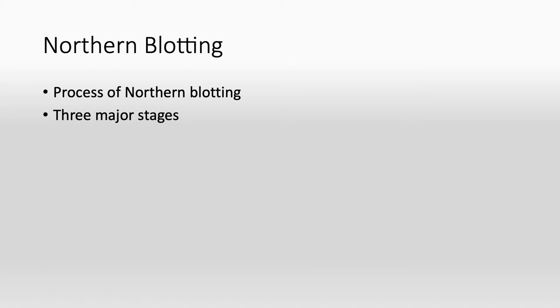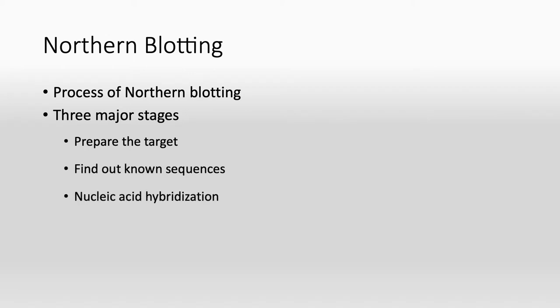Now, what is the process of northern blotting? It is very similar to that of southern blotting. In any blotting process, there are basically three major stages. The first stage is to prepare the target. The target in this case of northern blotting is the RNA.